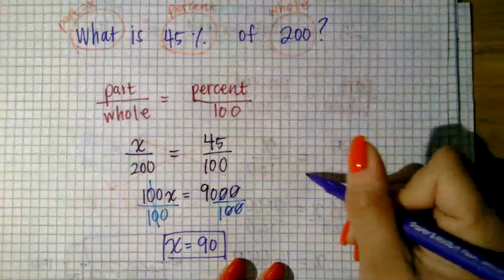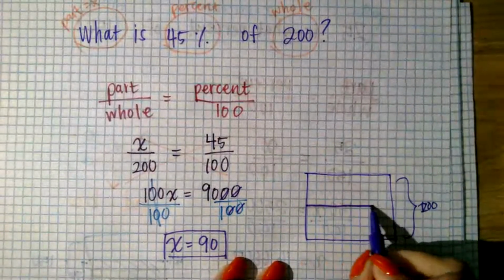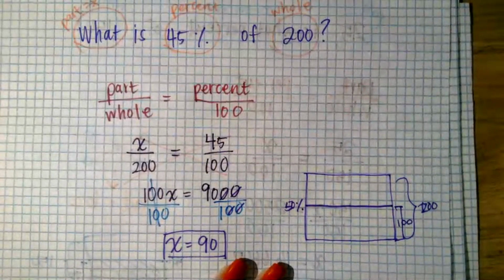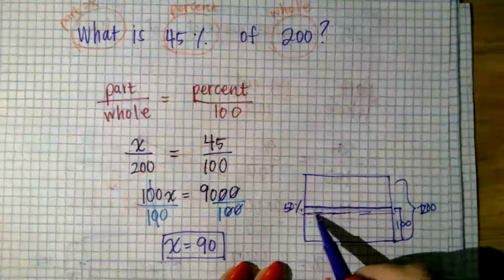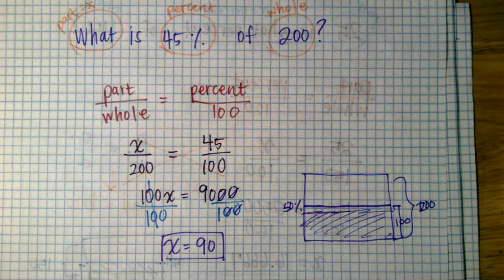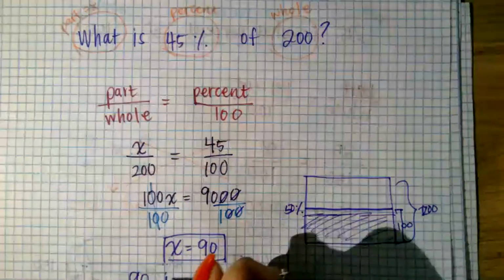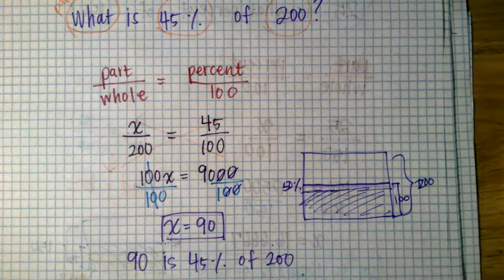So let's see what this is. Let's look at a visual. If this entire little tank here is 200, I know that half of it, 50%, that right here is 100. And if I'm looking for 45%, 45% is going to probably be this right here. And 90 pretty much is that, right? I can also look at it. If 45 is to 100, what is x to 200? So then I just multiply by 2 and it's going to be 90. So again, final answer is 90 is 45% of 200. Cool.